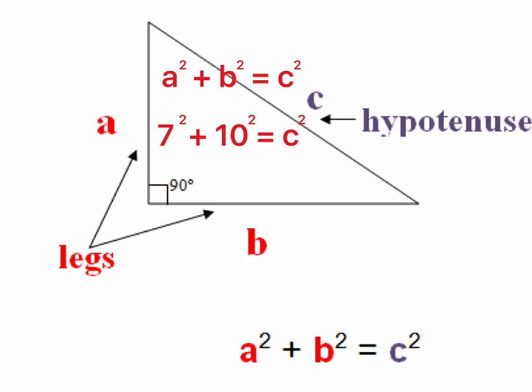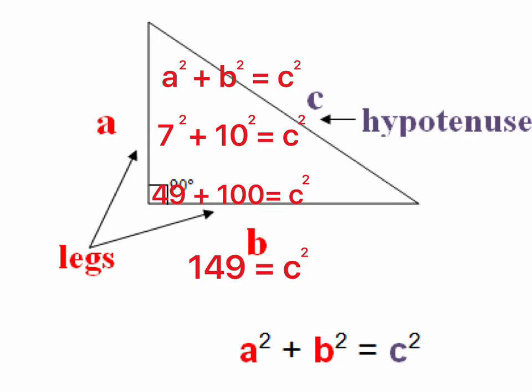And 10 squared, or 10 to the power of 2, is 10 times 10, which would be 100. And we can add 49 plus 100 to get 149, which equals C squared. So now we know that C squared equals 149, but what does C equal?